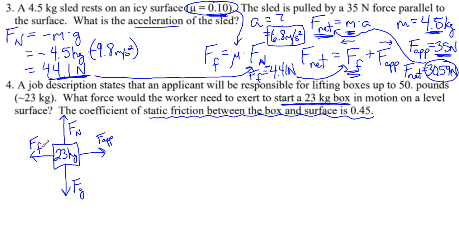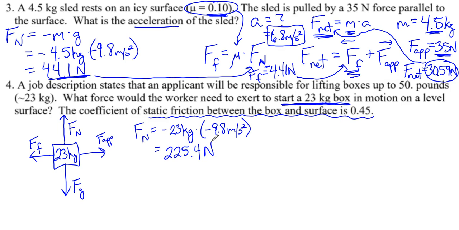So the first step is we need to find the normal force. The normal force is the negative mass, so negative 23 kilograms, times the acceleration due to gravity, negative 9.8 meters per second squared. So negative 23 kilograms times negative 9.8 meters per second squared gives us 225.4 newtons for our normal force.